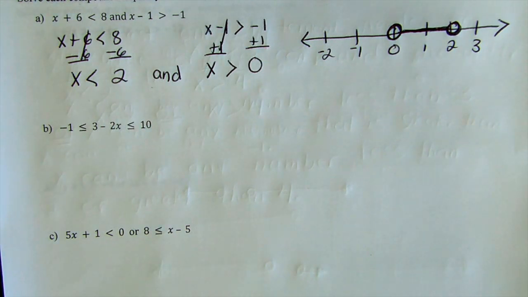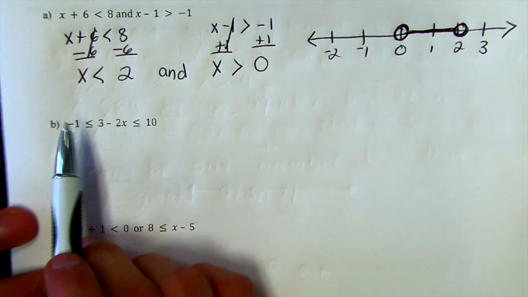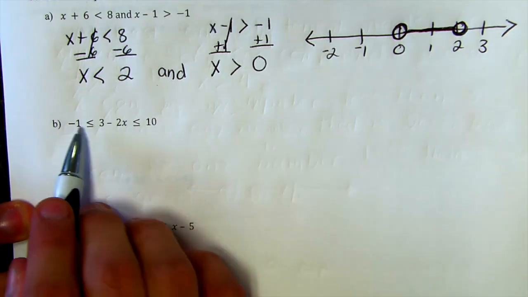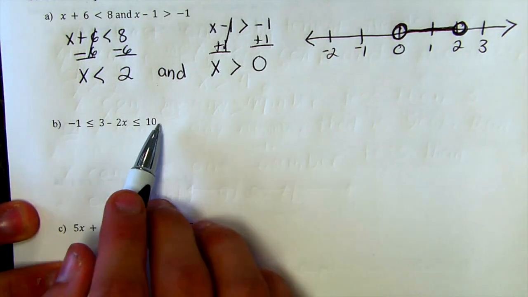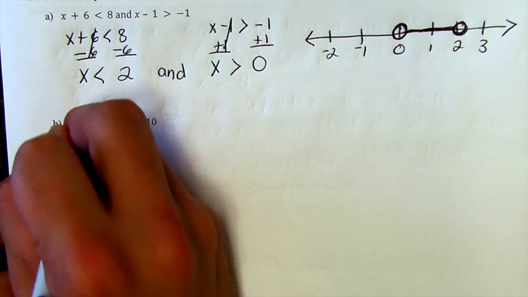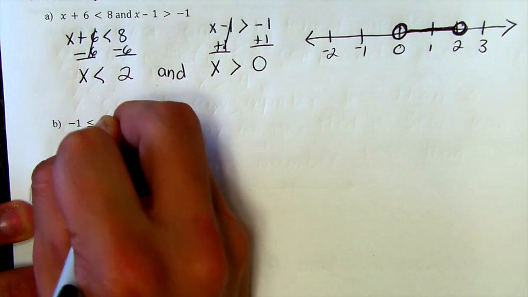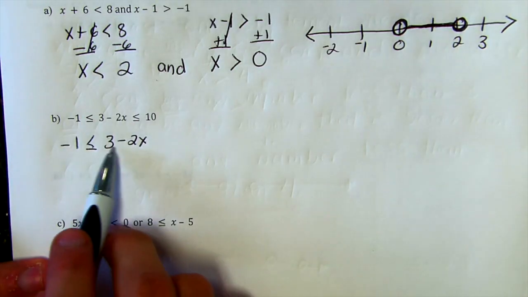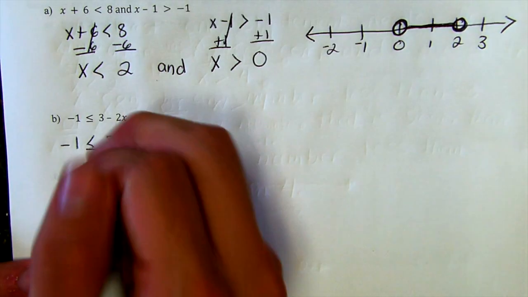Okay? So now let's go on to B. For B, we have negative 1 is less than or equal to 3 minus 2x is less than or equal to 10. In this case, we could break it up into our first case and our second case. So let's start with our first case. We have that negative 1 is less than or equal to 3 minus 2x. To get x by itself, we could subtract this 3 on both sides.